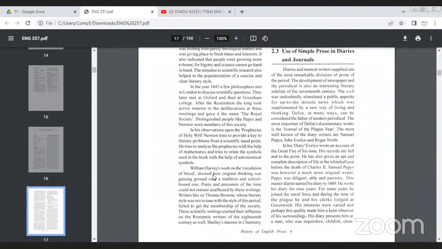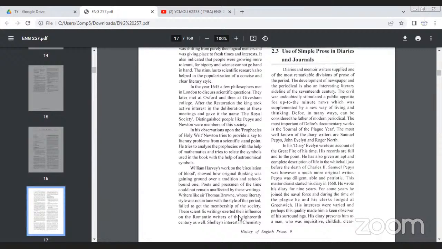William Harvey's works on the circulation of blood showed that original thinking was gaining ground over a tradition and school bound one. Poets and prose writers of the time could not remain unaffected by these writings. Writers like Sir Thomas Browne, though his literary style was not in tune with the style of the period, failed to get the membership of the society. His scientific writing exerts its influence on the romantic writers of the 18th century as well.